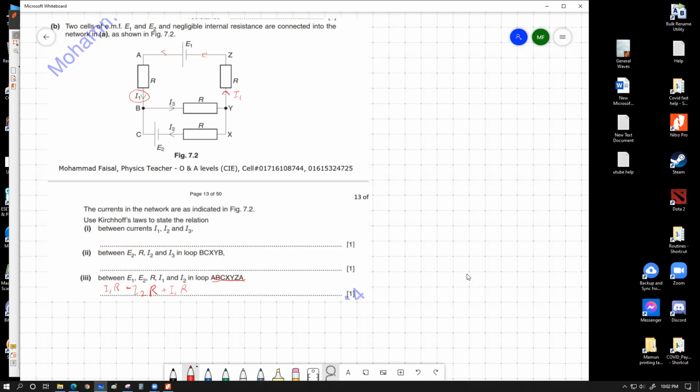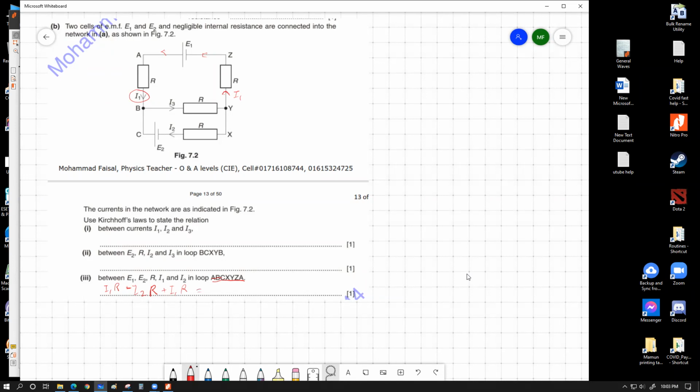And then if we go from Z to A, we don't have anything. So these are all the potential drops that we have. As you can see, we have two I1 into R, one over here and one over here. So we can effectively write them as a single part in the next step, or if you want to just keep it this way, this is also good.